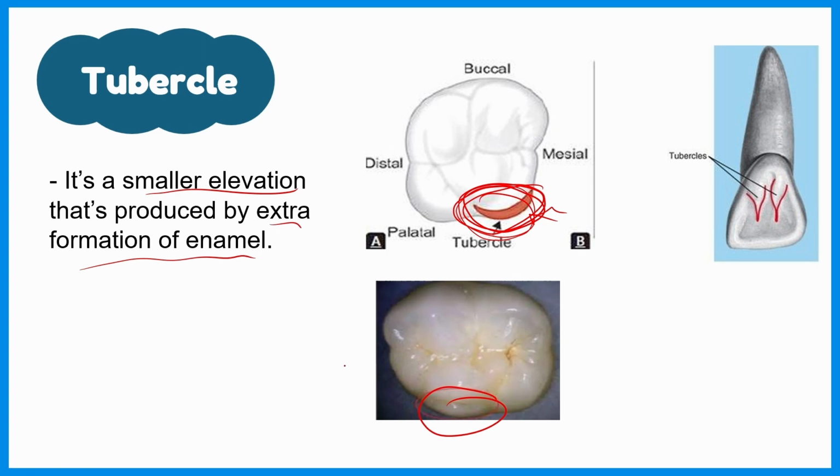You may be able to feel it with your tongue right now if you just run your tongue over the lingual surface. This right over there is a tubercle as well. It's just produced by extra formation of enamel. You won't even be able to see it on every single tooth. It's not a general landmark.